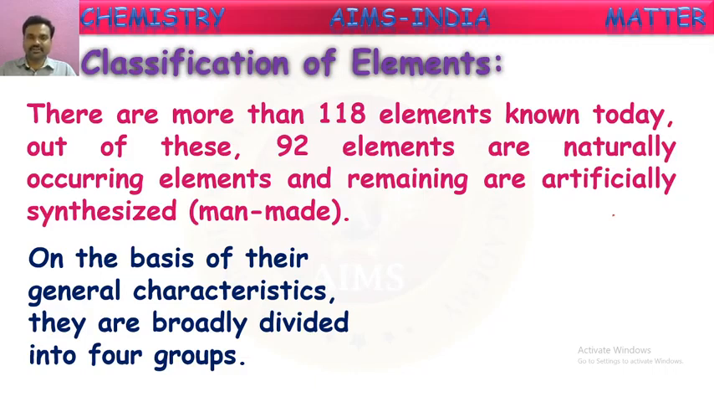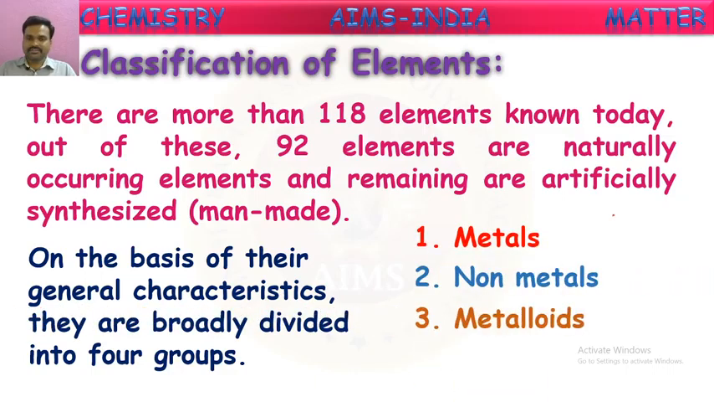These elements are broadly divided into four groups. They are metals, non-metals, metalloids, and inert gases or noble gases. Now we are going to discuss these different types of elements: metals, non-metals, metalloids, and inert gases. Let us discuss them one by one.